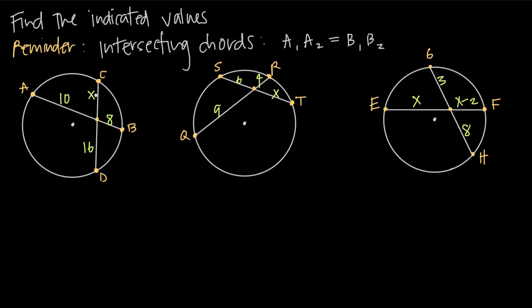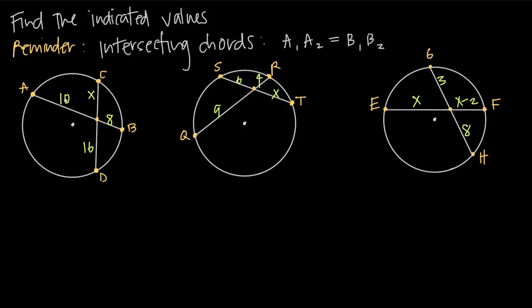You can take the two measurements of each segment of the chords. So for example, chord AB, this portion of it, starting at A and up to the intersection point, is 10 units. From the intersection point to B, we've got 8 units. So the total length of the chord is 18. But if we multiply 10 by 8, we can actually set that equal to the product of the lengths of the segments of the other chord.